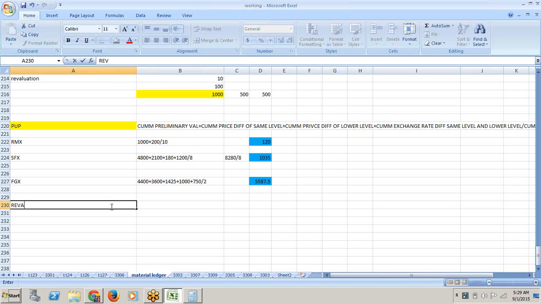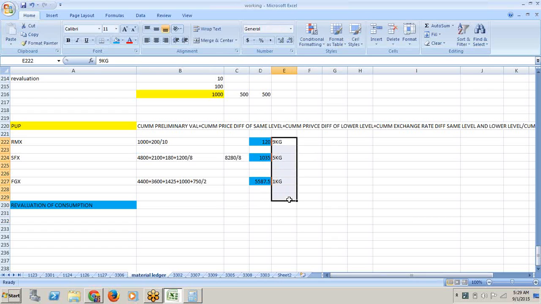Now after this is the average price. Revaluation of consumption. Say you have consumed, in the semi-finished goods X, raw material X 9 kg consumed, semi-finished goods X 5 kg consumed, finished goods X 1 kg we have sold, right? So here 1 kg stock, 3 kg stock, 1 kg in stock. This is the average price only.